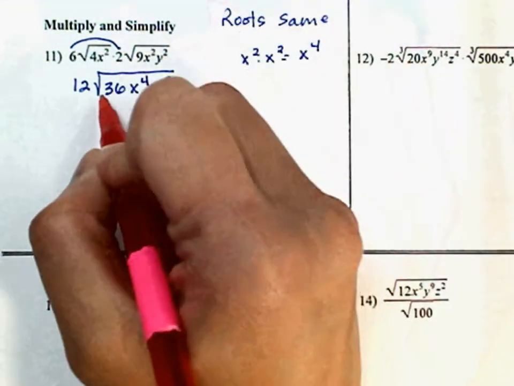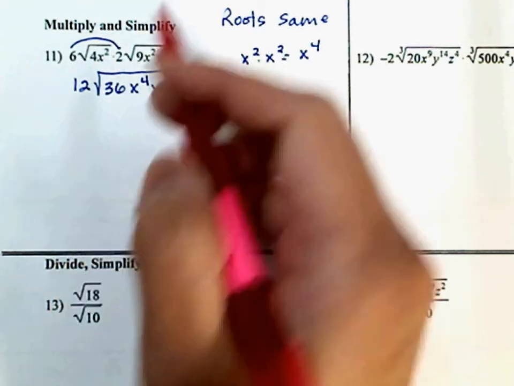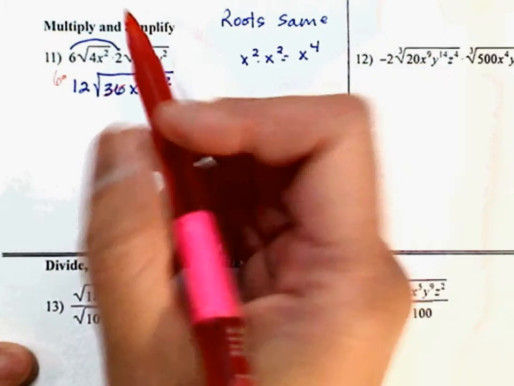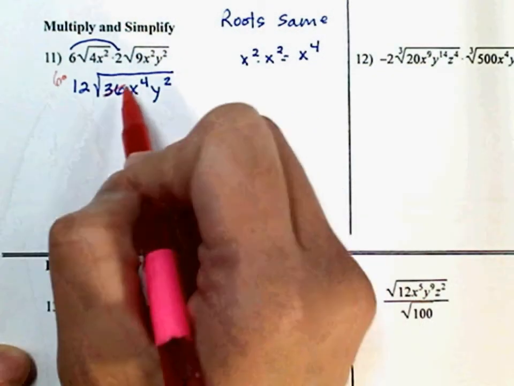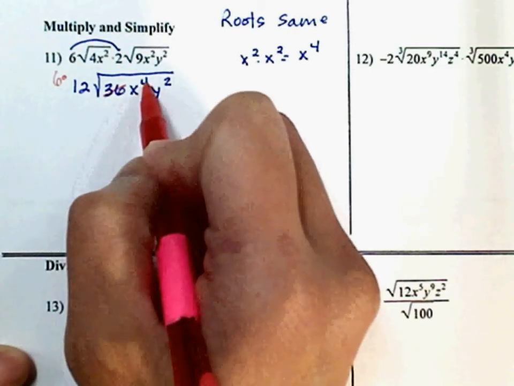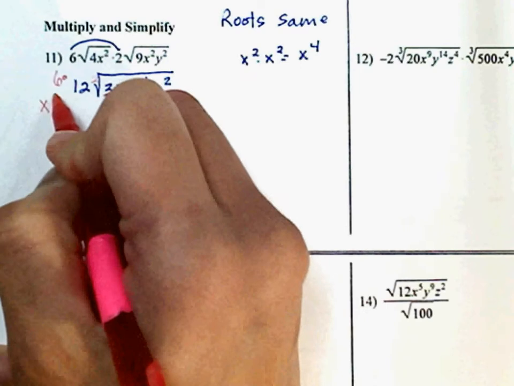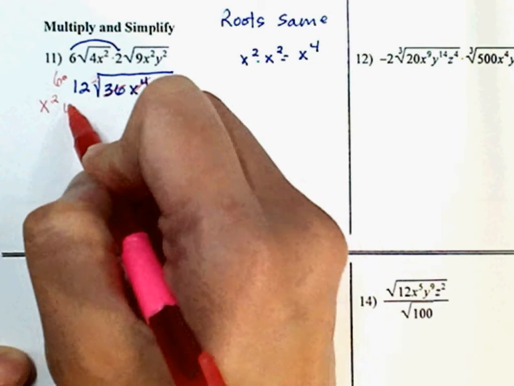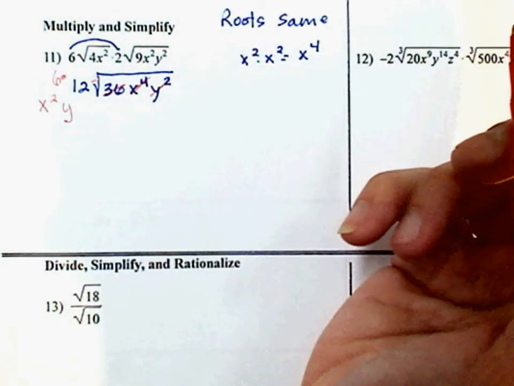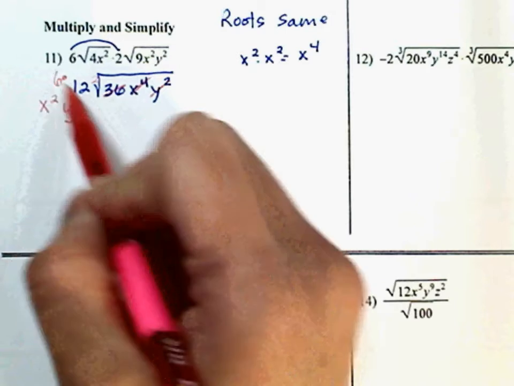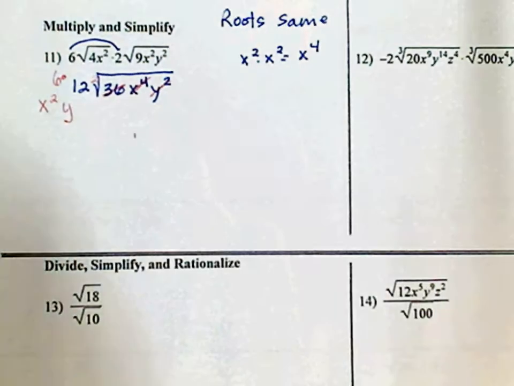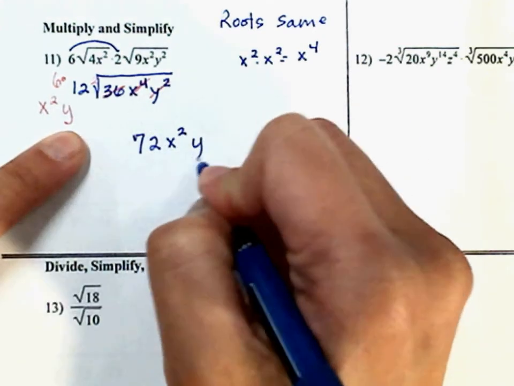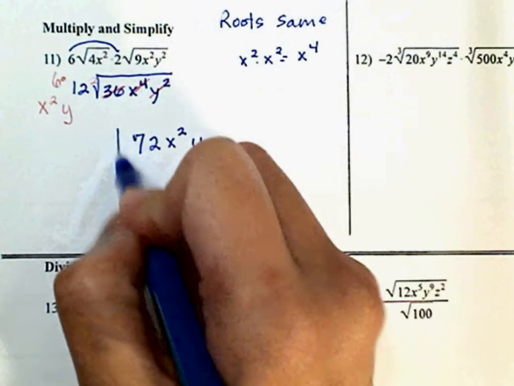Now, if you look at your pink sheet, what's the square root of 36? It is 6. Nothing left over. And then you can start dealing with this one, okay? X to the 4th. 4 divided by 2 is x squared. Very good. Your y, 2 divided by 2 is 1. Do you notice there's nothing left under the radical? So your answer is 6 times 12, which is 72 x squared y. And there's your final answer.